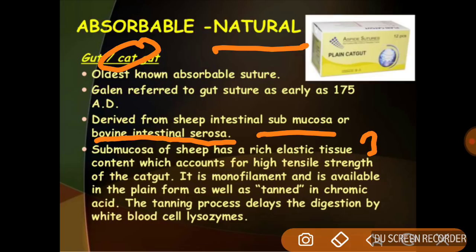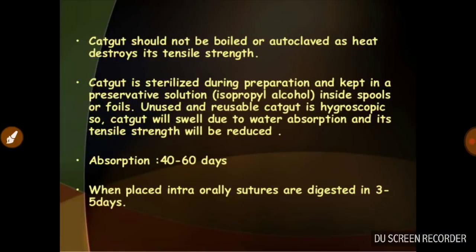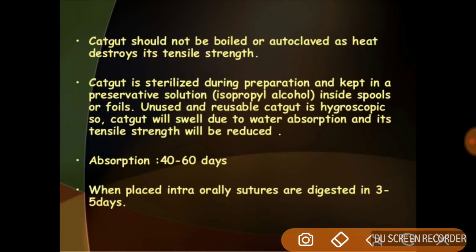The tanning process delays the digestion by WBC's lysozymes. Catgut should not be boiled or autoclaved as heat destroys its tensile strength. Catgut is sterilized during preparation and kept in a preservative solution, that is isopropyl alcohol. If you open catgut in the OT, it contains some liquid, so you might wonder what that liquid is. It is basically isopropyl alcohol.